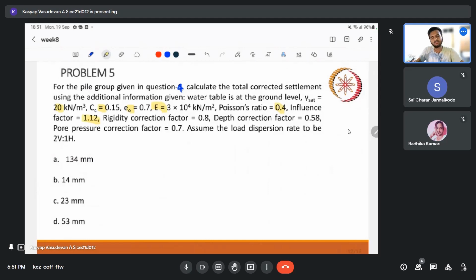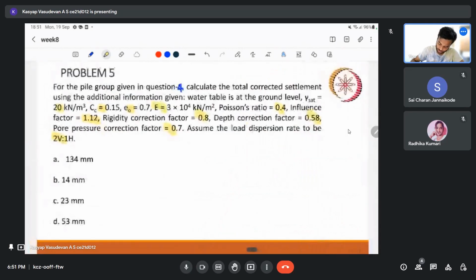So the immediate settlement we can find out, and correction factors. So the rigidity correction factor is there, and the depth correction factor is there, pore pressure. So correction factors are also directly given. Assume the load dispersion rate is 2:1. Okay. So let us start.